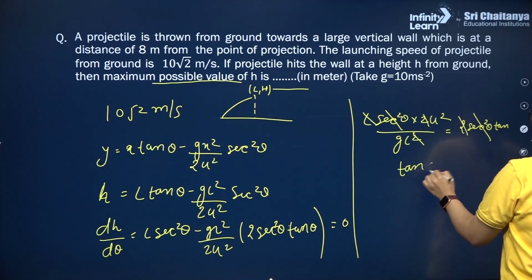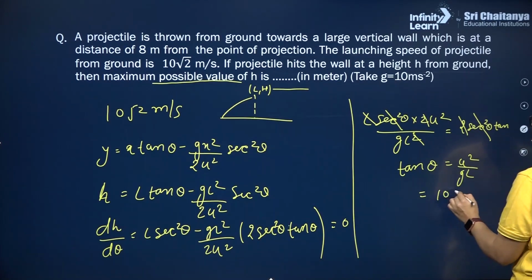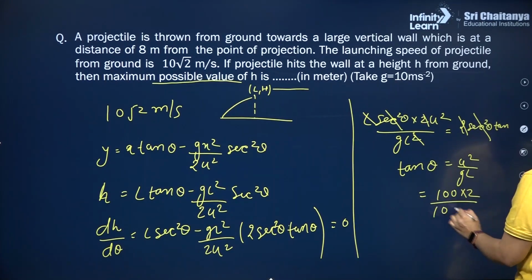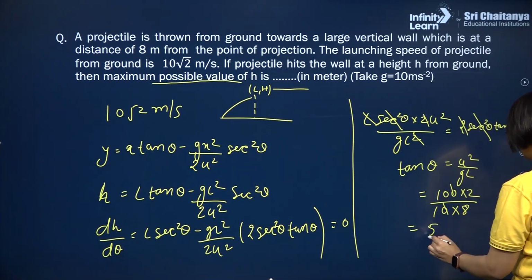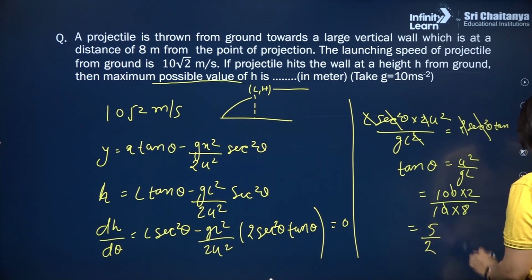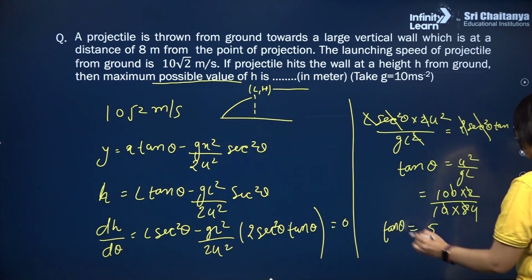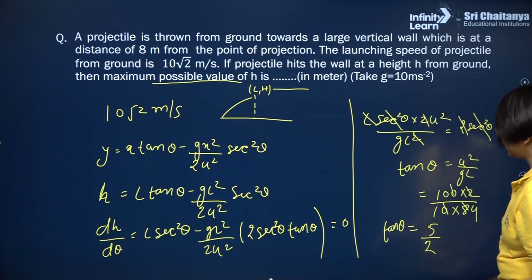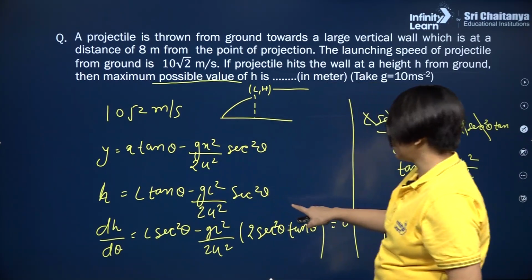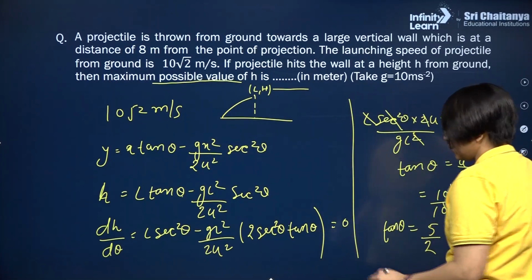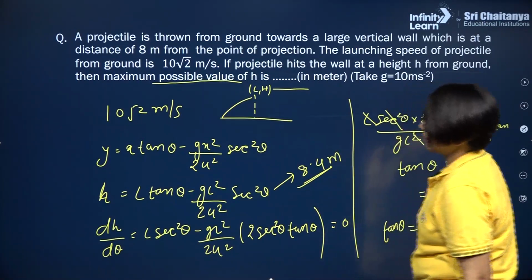So, tan theta is u square upon gL. u square is (10 root 2) square, which is 200, into 2, g is 10, L is 8. So, you will get this as 4 pi upon 2, tan theta is pi upon 2. Once you get this value, put the value of tan theta here and find the value of sec square theta and put it here. You will get the value of h as 8.4 meter. So, the nearest possible answer is 8.